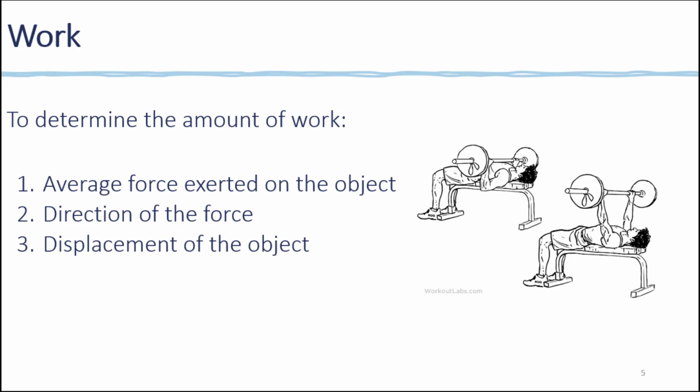So to determine the amount of work that's done on an object, we need to know 3 things. We need to know the average force exerted on the object. We need to know the direction of this force, and we need to know the displacement of the object along the line of action of the force during the time that the force is acting on the object.